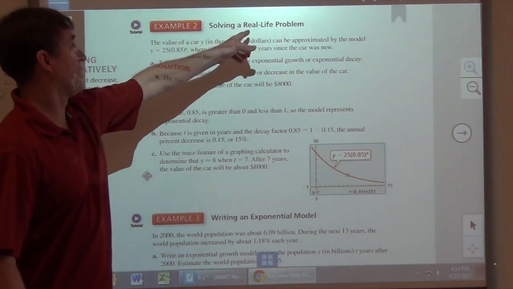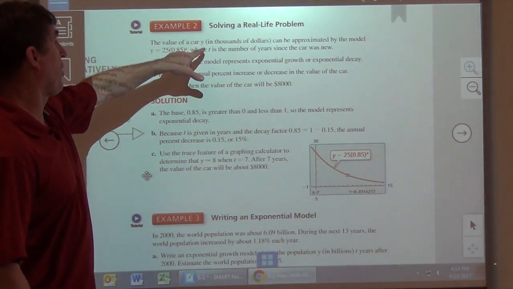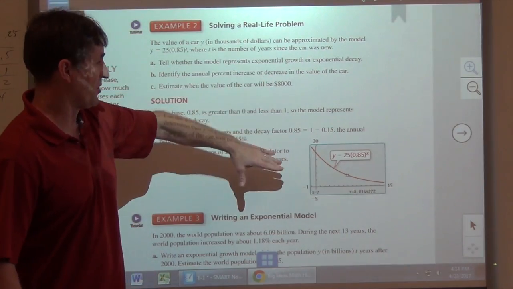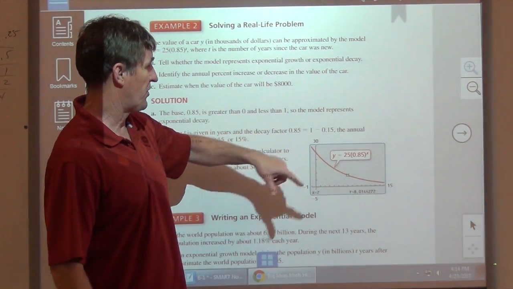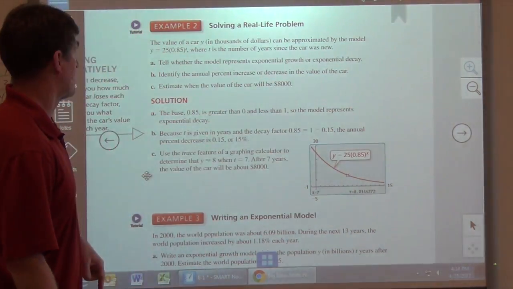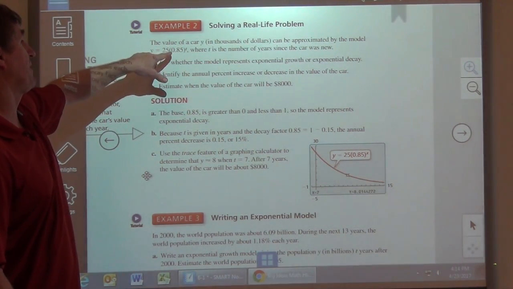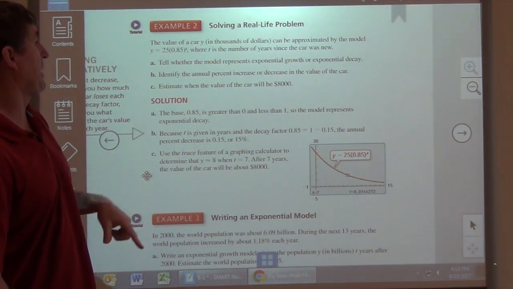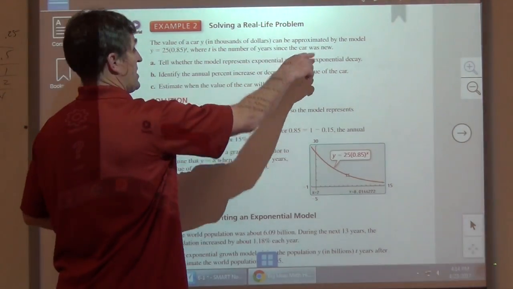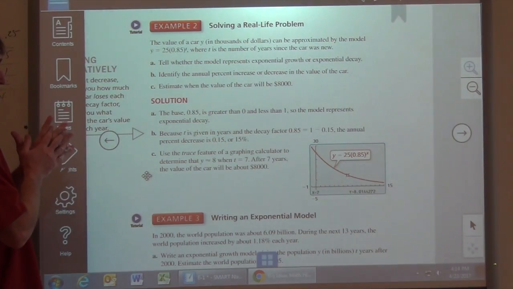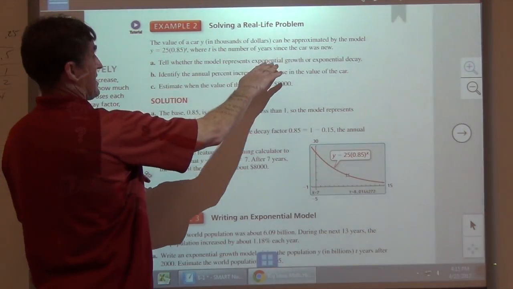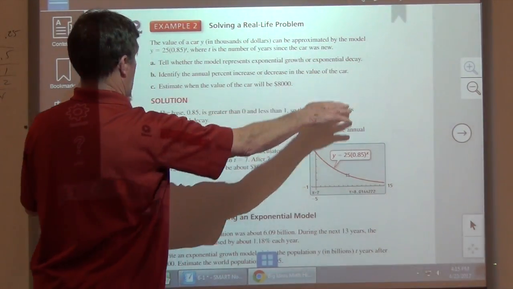So, it says solving a real life problem. The value of a car y in thousands of dollars. So understand that this chart, this 30 would be $30,000, can be approximated by the model y equals 25 times 0.85 to the t power, where t is the number of years since the car was new. Tell whether the model represents exponential growth or exponential decay.